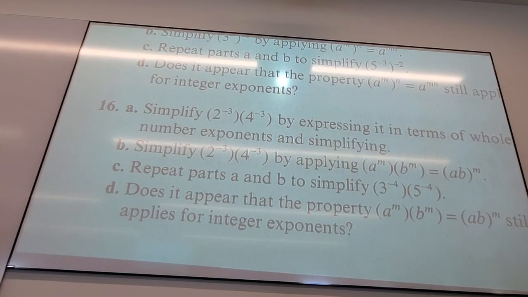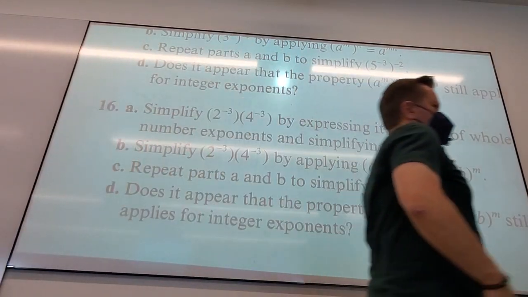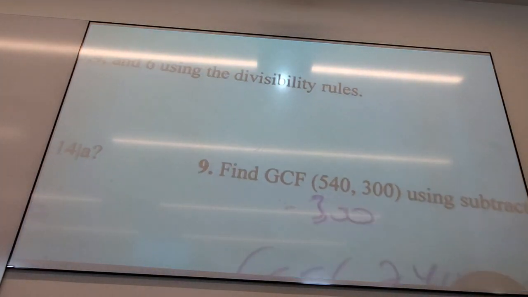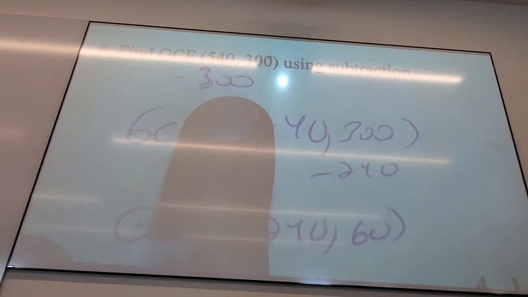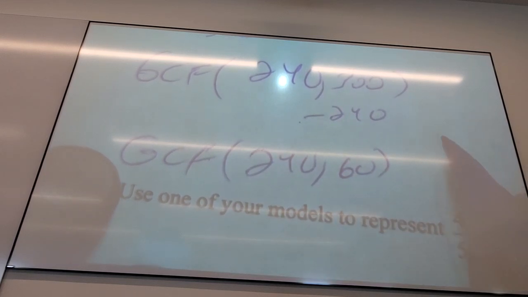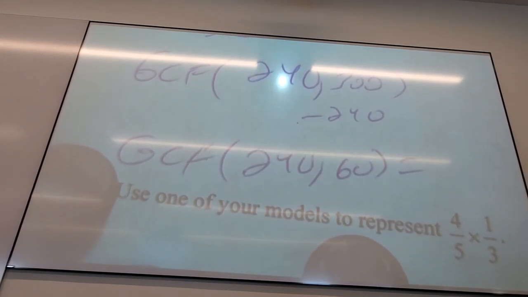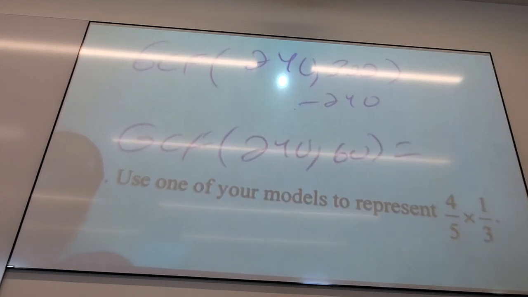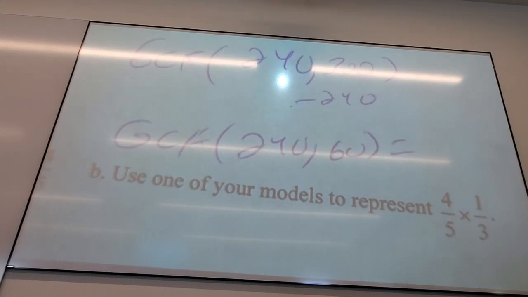Okay, maybe. Yes. Can we do number 9? Which is subtraction. Oh, we did this already. So you subtract 300, then you always subtract the smaller one from the bigger one. And then right here you can see the answer, because 60 goes into 240. Yeah? I think I'm just confused on when to stop.